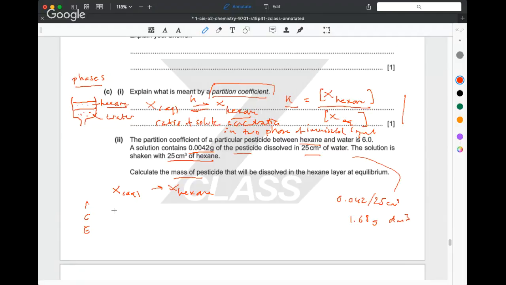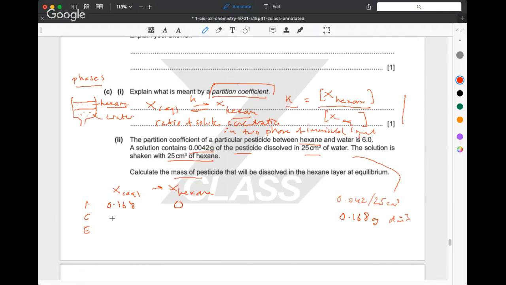Okay, so initially, my mistake. It's 0.168 grams per decimeter cubed is the concentration of the pesticide in water. So initially, the concentration of the pesticide is 0.168 grams per decimeter cubed. And initially, there's none of it in the hexane. Right? And then when you add the hexane, the molecules get distributed between the two phases.